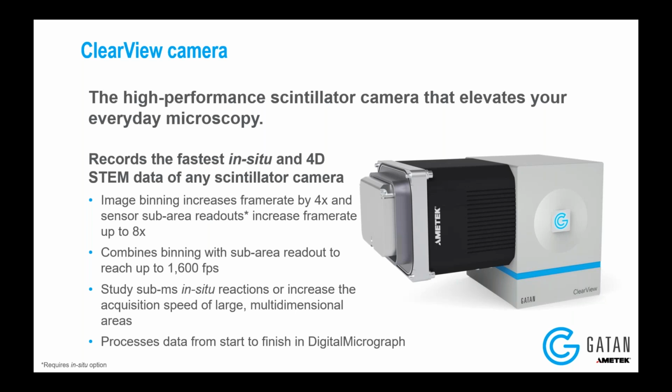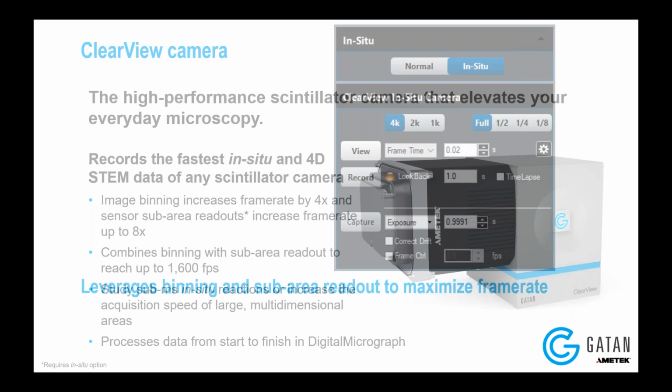Now, that was all of the imaging and diffraction static data acquisition with the ClearView camera, but the ClearView camera is also a great camera for in situ and 4D STEM data collection. At its fastest, the camera can run up to 1600 frames per second using a combination of binning and sub-area readout, which I'll talk about in the coming slides. This makes it a really great camera for looking at super fast, dynamic phenomena in an in situ reaction, or rapidly acquiring a large area 4D STEM data set.